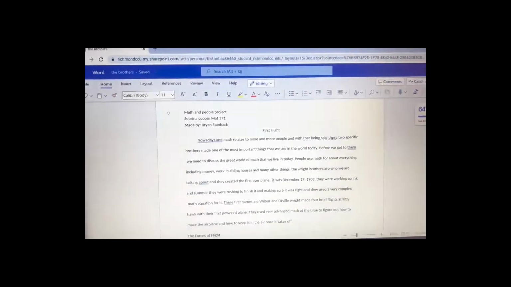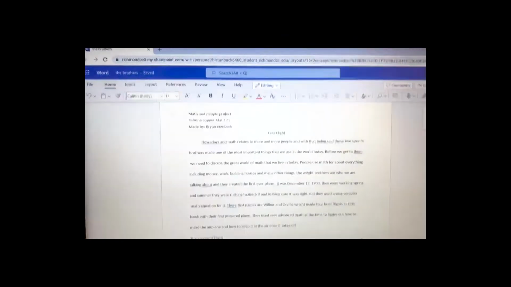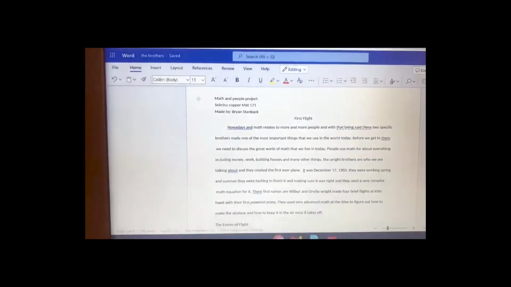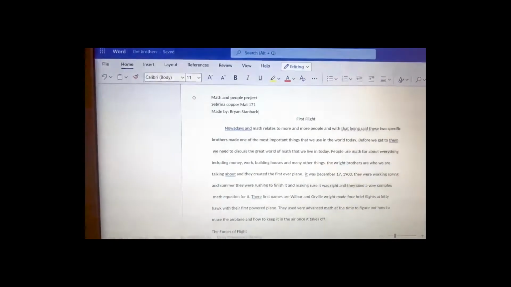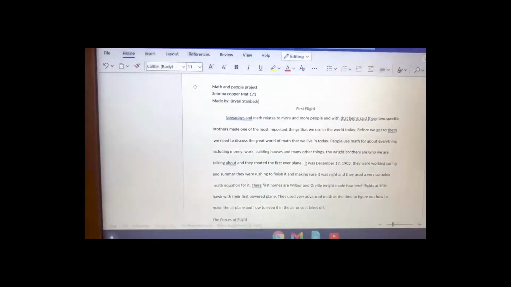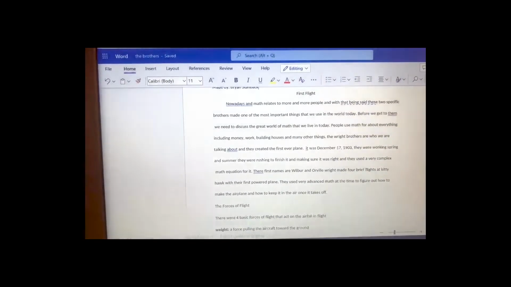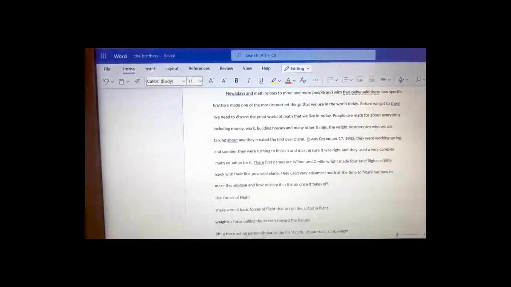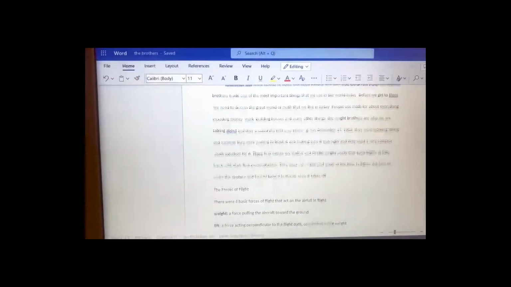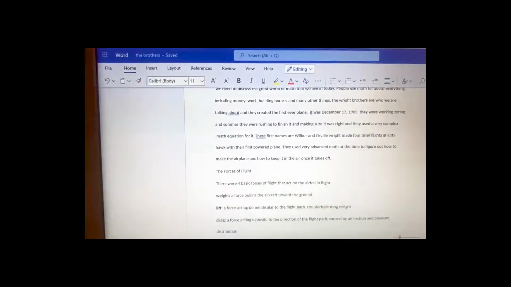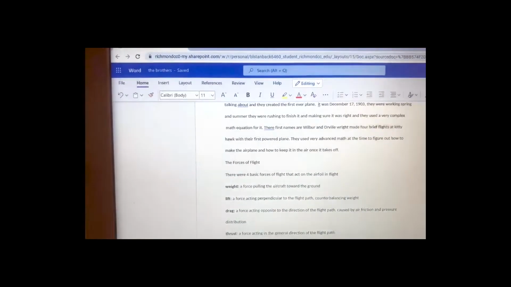Hey, my name is Brian. I'm doing my project on the Wright brothers. I'm in Sebrina Cooper's class, Math 171. Name of mine is First Flight. They were the first people to invent the flying and working plane on December 17th, 1903. And they used math formulas to do it.